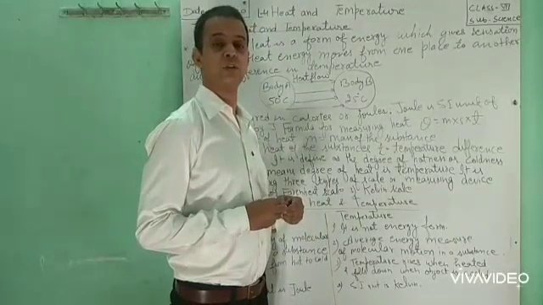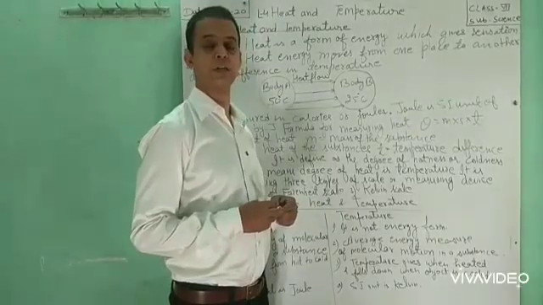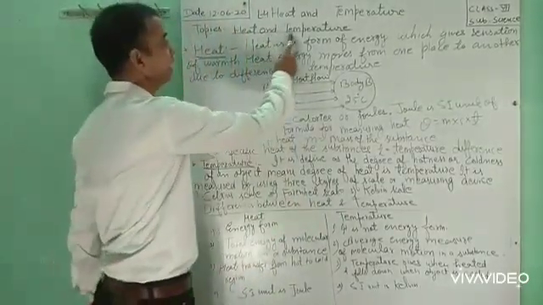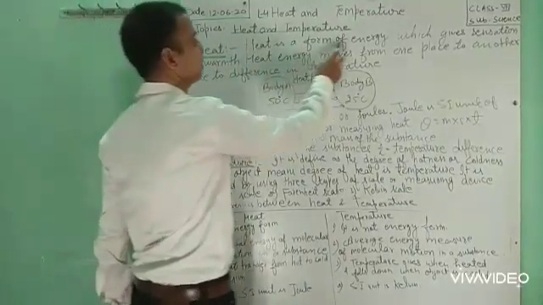Dear students, in this video lecture of class 7 science, lesson number 4, that is heat and temperature. Today's topics are heat and temperature. First topic is heat. Heat is a form of energy.